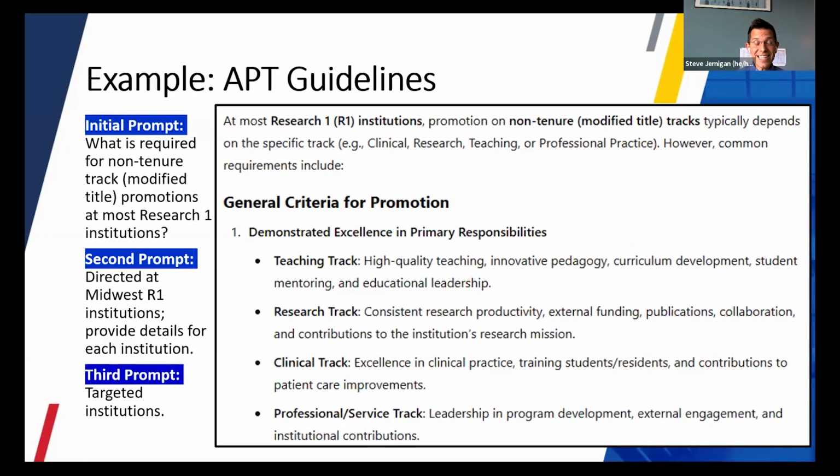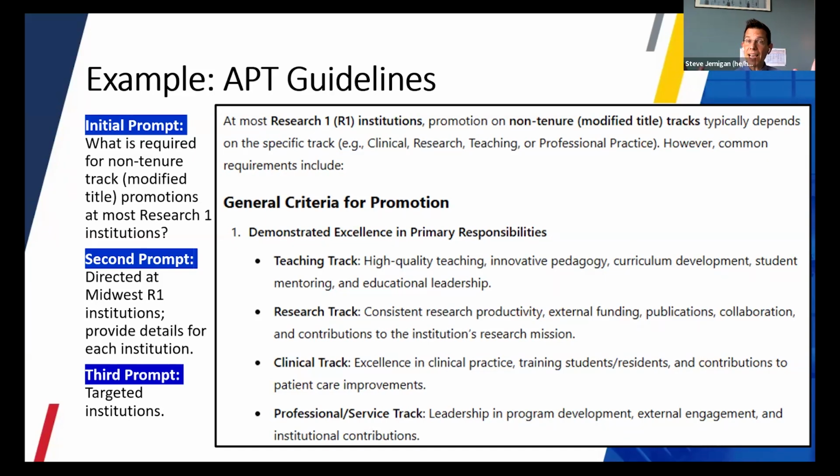As far as APT guidelines, again, I wanted to see what other R1 institutions are using for their APT guidelines for modified track titles. Instead of searching through 25 different institutions' guidelines on their websites, I asked AI to generate some content. A vast amount of information that would have taken me hours and hours to review, it summarized for me in a substantial way, and it was super helpful.